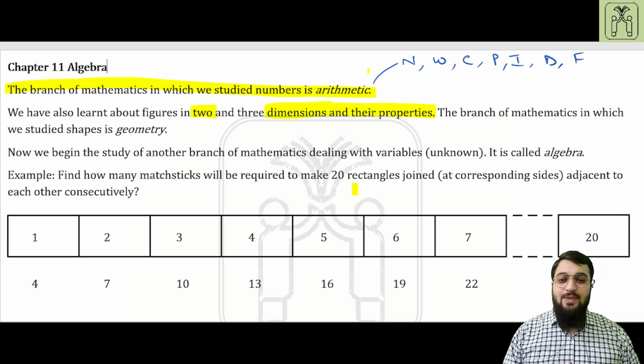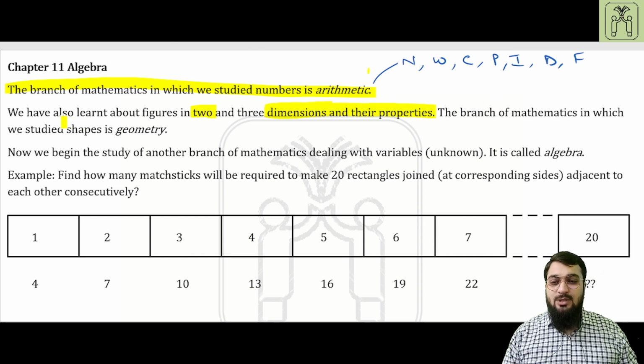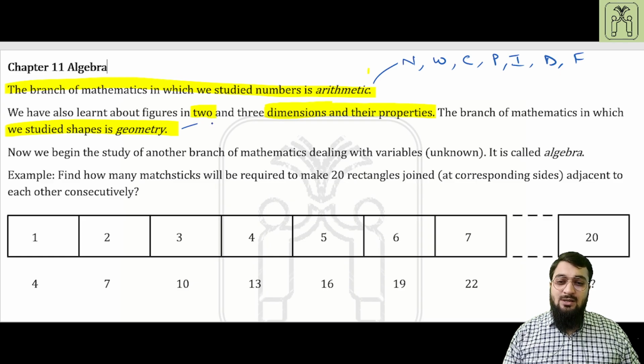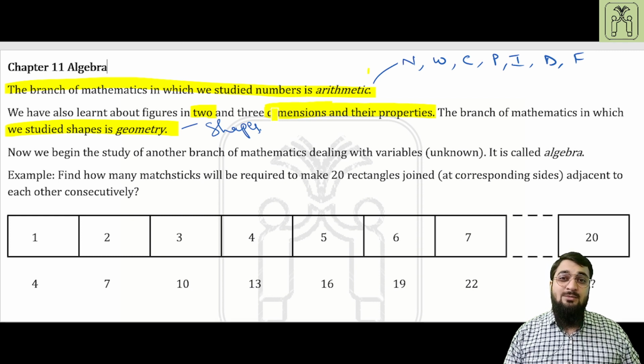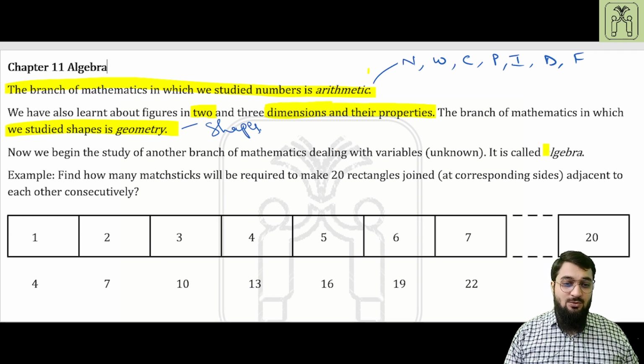Now coming to the next line, the branch of mathematics in which we study shapes is called geometry. So the concepts such as chapter 4, in which we studied about angles, the arms of the angle, the vertex of the angle, the common point of the angle, etc. Then we studied about various shapes, their properties, etc. Then we studied about the various perimeters and area. So these three chapters are related to geometry. Next is the study of variables or study of unknowns, and that is known as algebra.